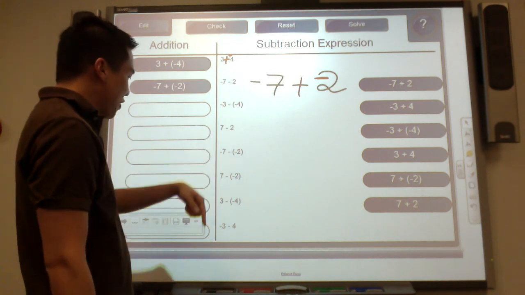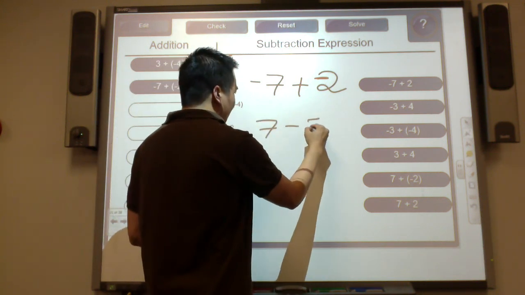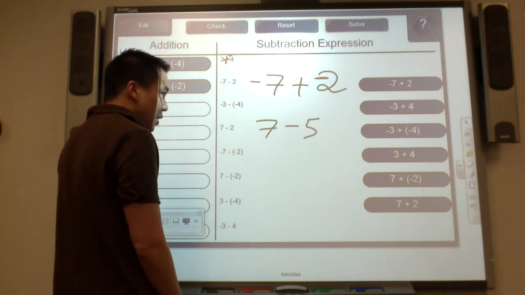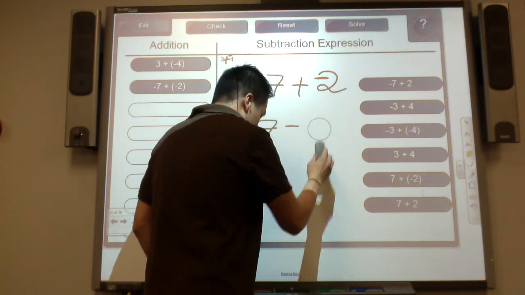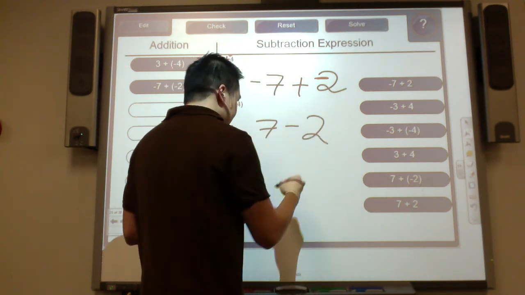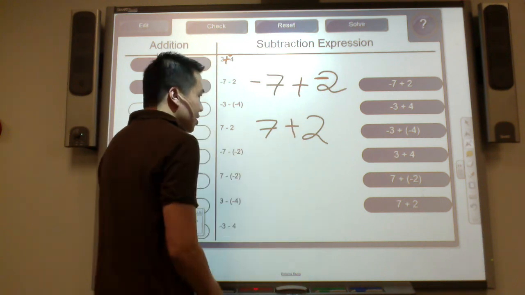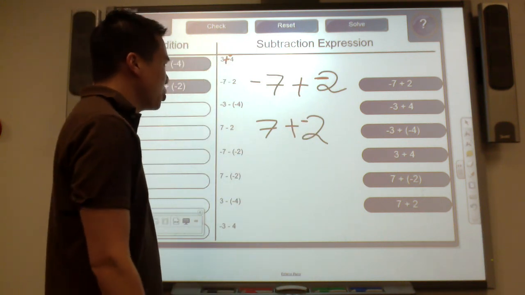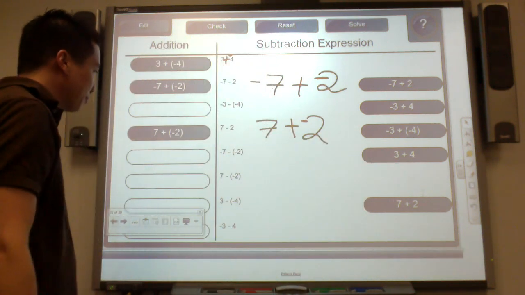Let's skip down to 7 minus 2. Of course, you can do it in your head. The answer is 5. But what addition problem is it equivalent to? Oh, I'm sorry, that should be a 2. It will be 5. So change the minus to a plus. Change the sign of this next. Seems like 7 minus 2 is equivalent to 7 plus negative 2. So it'll be that one right there.